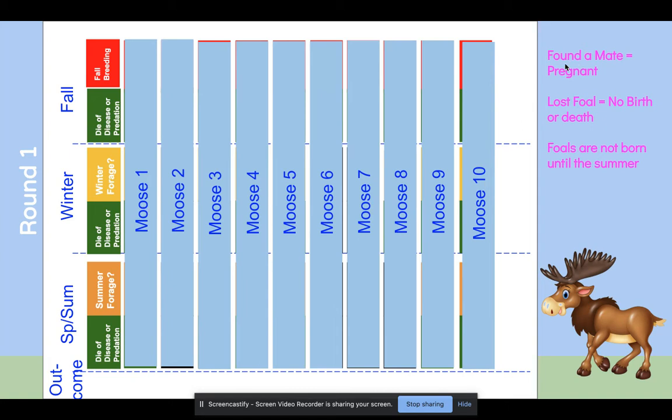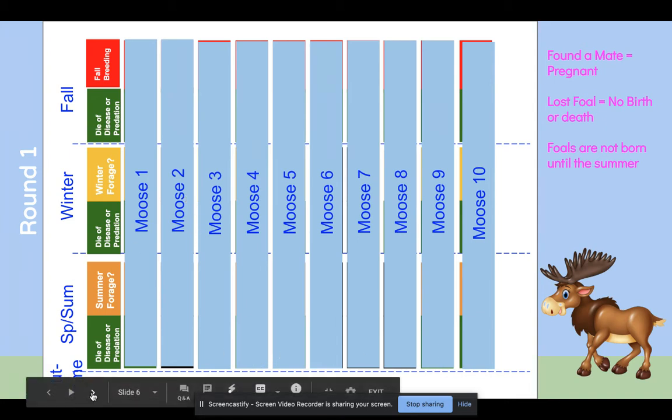Just some notes over here. If a card says found a mate, that means that they're pregnant. If they lost a foal, that means no birth or death, because we're counting heads. When you're observing a population, you usually can't tell if a moose is pregnant until late into the pregnancy or giving birth. Another thing is foals are not born until the summer. So if a mother moose dies in the fall or winter, then there will only be one death because the foal has not been born. Okay, so we're going to go ahead and do this.